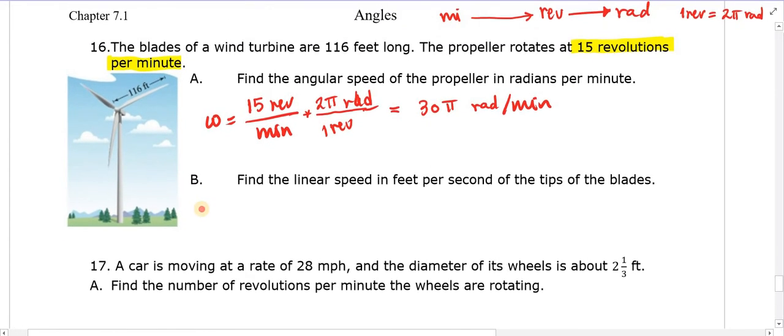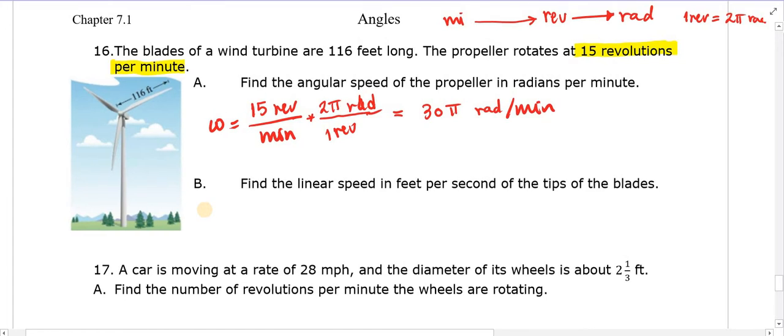Now, the second part is asking about the linear speed. We know that we have the angular speed. What else do we have? We have the radius of the circle that the propellers are making. If you make an imaginary circle here, this is basically going to be the radius. The radius is 116 feet, so we have R equals 116 feet. And we have omega equal to 30 pi radians per minute.